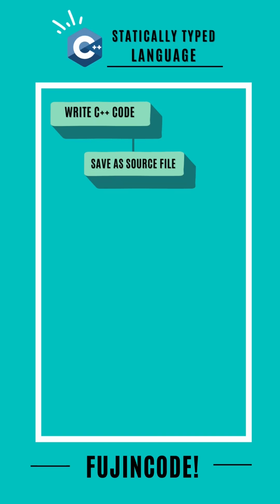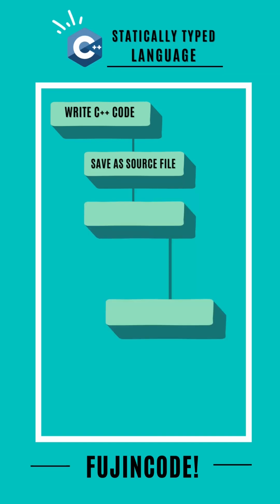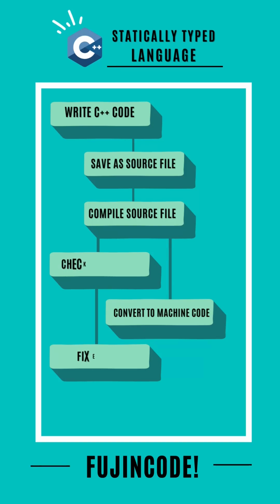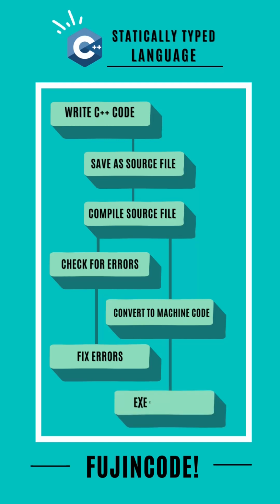Now, the source file is passed through a compiler. This is where the magic happens. The compiler checks your code for any errors and converts it into machine code. If it finds any errors, it will prompt you to fix them before proceeding. Once the code is free of errors, the compiler converts it into machine code. Machine code is a form that the computer can understand and execute.